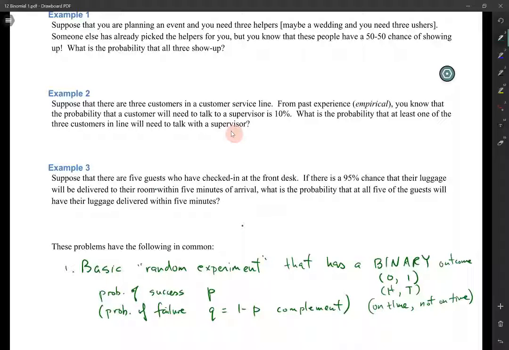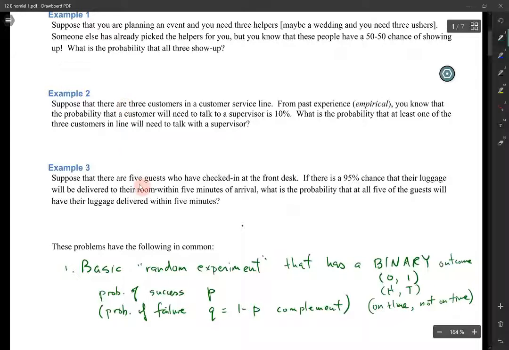You can view it in that sense, some of them may take a long time, others may take a short amount of time, that's a different question. But if the question is, do they need to talk to a supervisor, what's the chance that they need to talk to a supervisor? So there is that binary event, right? And then it's repeated, in this case there are 3 customers. So each of them is kind of like this experiment over and over. You could view it that way.